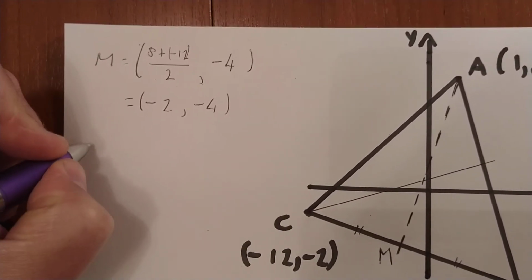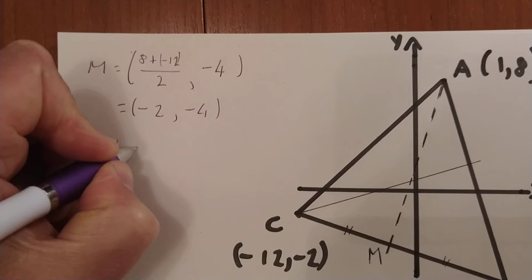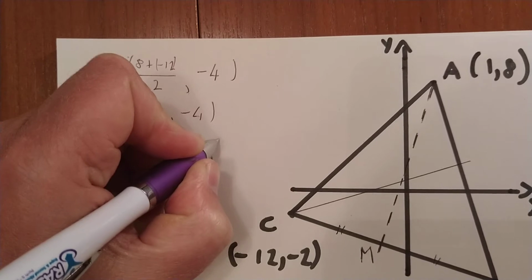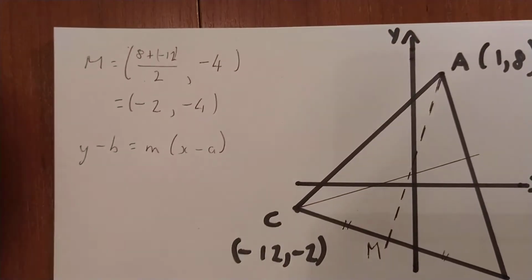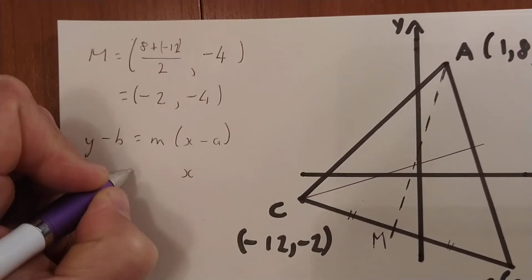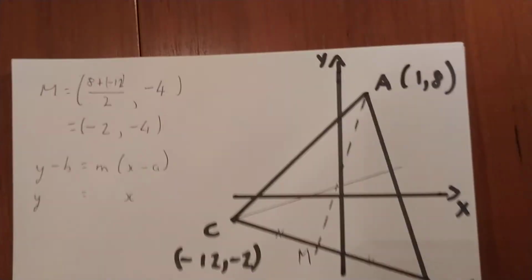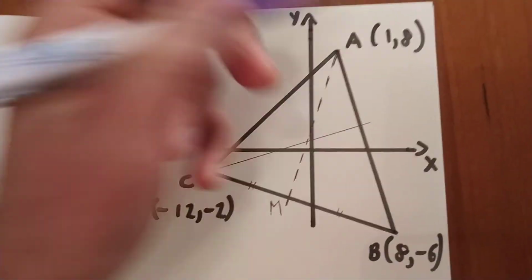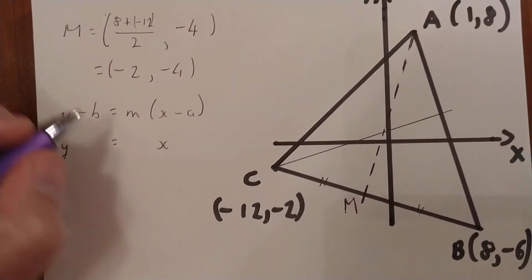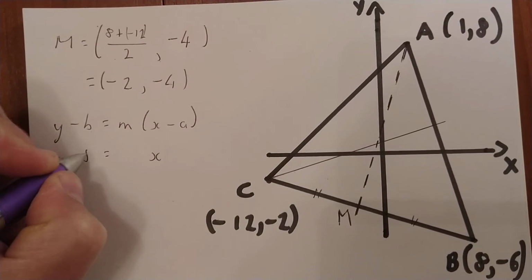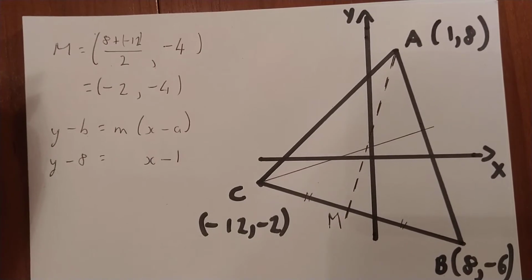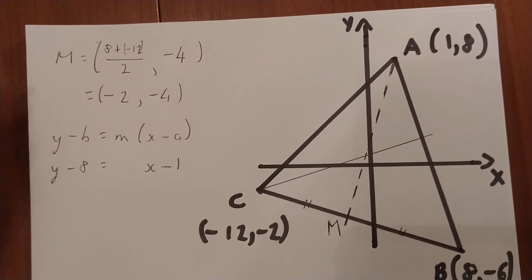Well, y minus b equals gradient times x minus a, where a and b are the particular coordinates on the line. Y is any y point, so I'll keep the y. X is any point, so I'll keep the x. Plug in values. And for a and b, I'll probably use 1 and 8 from up here. Any point on the line will do. I could have used the coordinates of the midpoint, it doesn't matter. So the y coordinate goes with the y, so that's y take away 8. The x coordinate goes with the x, that's x take away 1. And we've not done the gradient. We better work out the gradient.